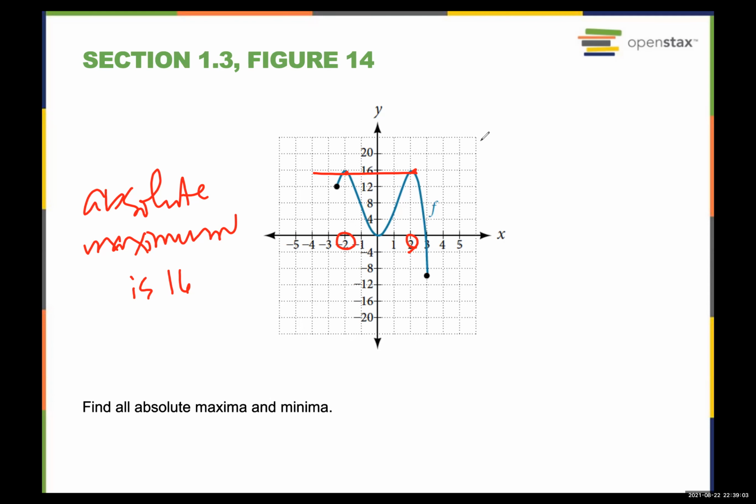Same thing for minima. So we have minimum at x is equal to 3. And what is the y value of that? So that is what you call the absolute minimum, which is, what is that? -10.